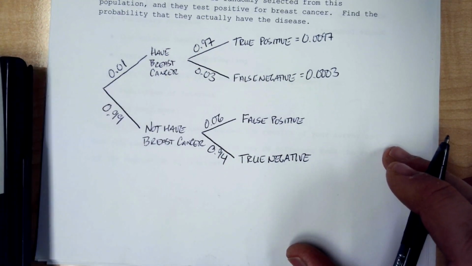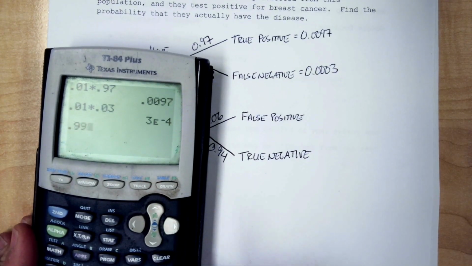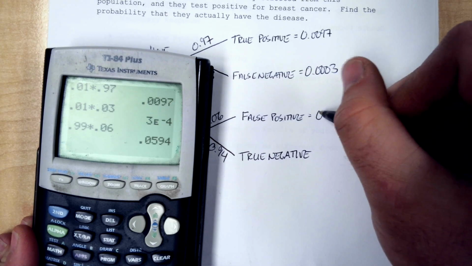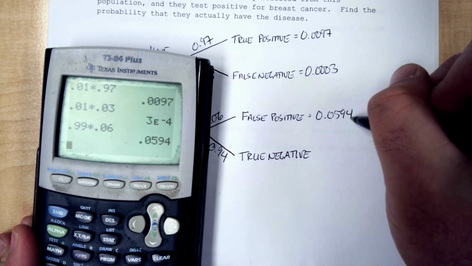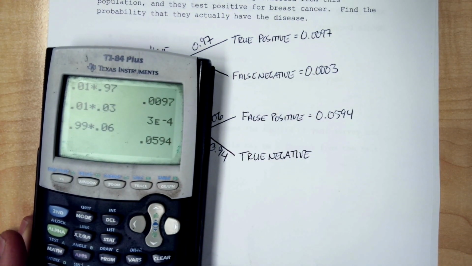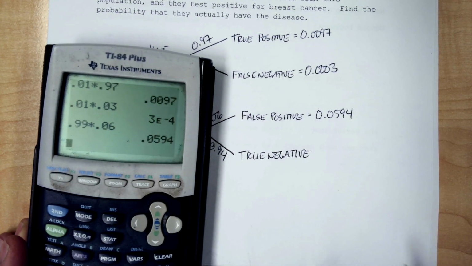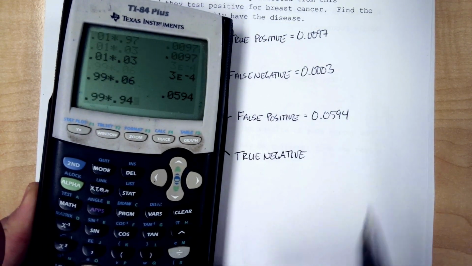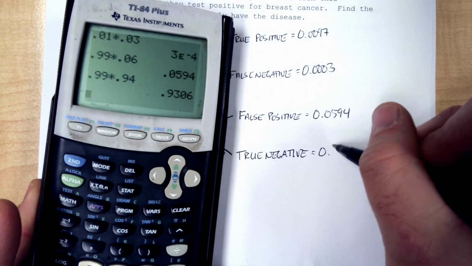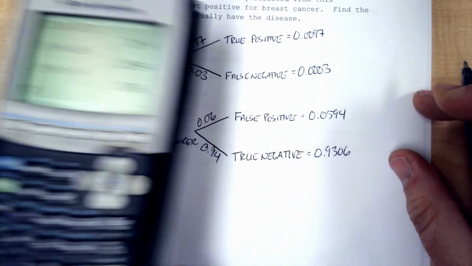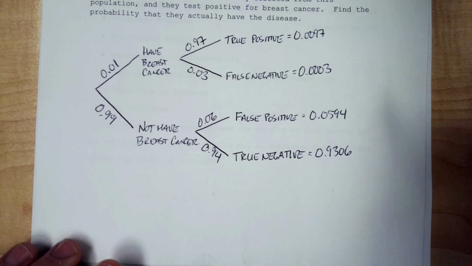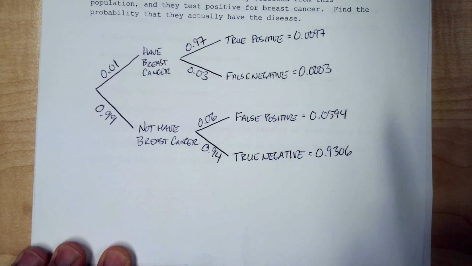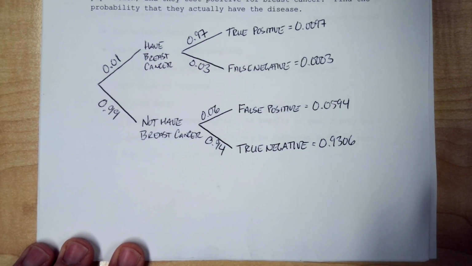As for those who do not have breast cancer, 0.99 times 0.06 is a 5.94% chance that they show up in the selection. And then finally, 0.99 times 0.94, 0.9306. So they do test positive. Find the probability that they actually have the disease.